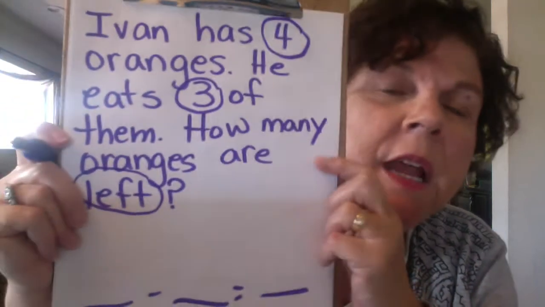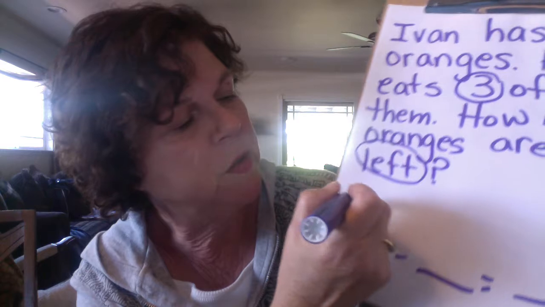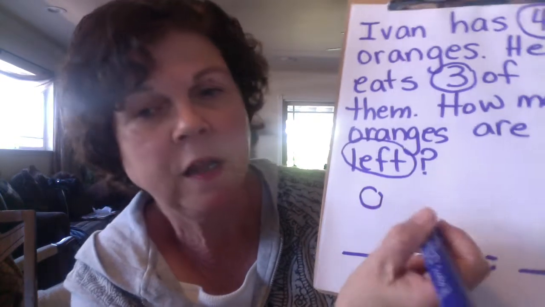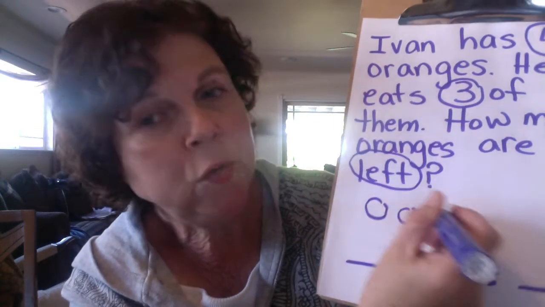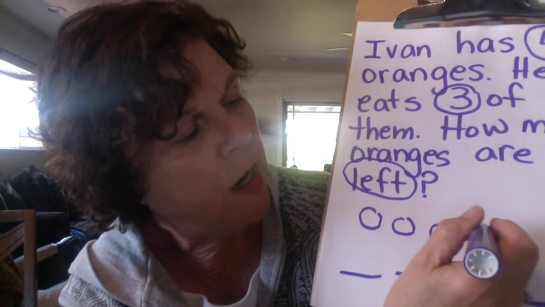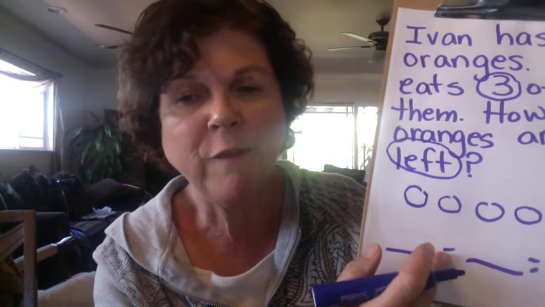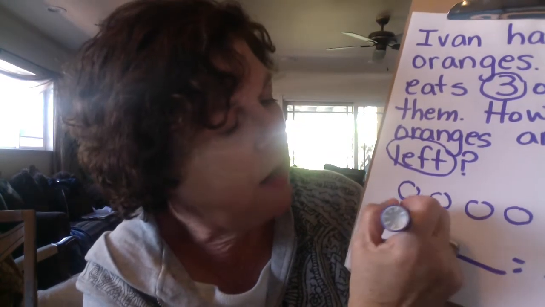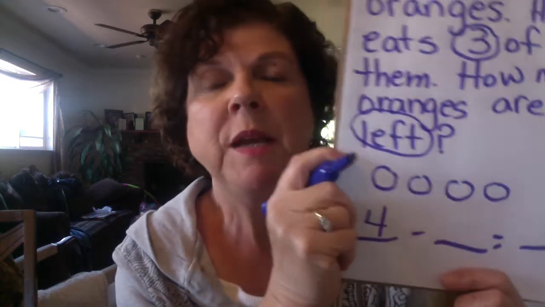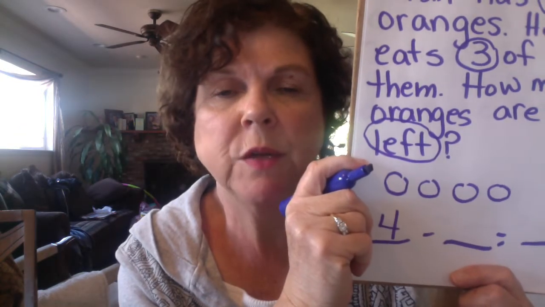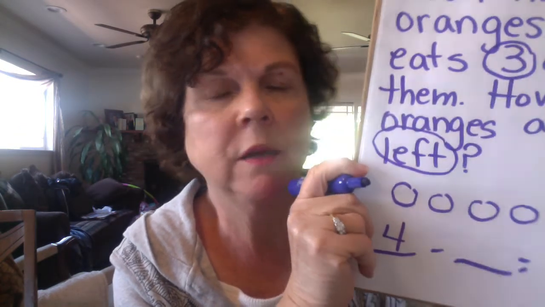So how many did he have at first? I see up here that he had 4. So I'm going to do 4 circles. 1, 2, 3, 4. And I'm going to write my 4 right here because I know that is my number, the big number. That's what he started out with. So that is going to go in the first blank.